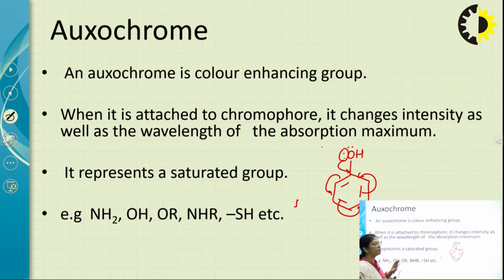Generally, the auxochromes are saturated groups, as chromophores are those groups which contain pi orbitals, so they are unsaturated, but the auxochromes are saturated groups. Certain examples are the amine groups, or the OH, or the OR, or the amides, or the SH, etc. Different groups, on attaching to the chromophores, are able to vary the absorption maxima of the compounds.